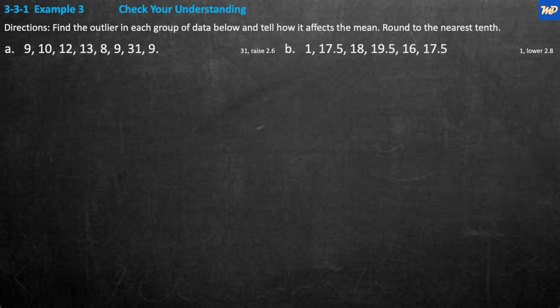Okay, example 3, check your understanding. Directions: find the outlier in each group of data below and tell how it affects the mean. Round to the nearest tenth.